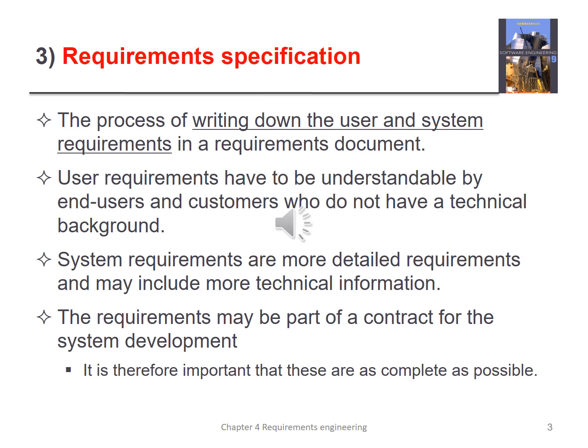Requirement may be a part of a contract for the software, for the system development. So the qualities of those requirements, it has to be correct, unambiguous, complete, consistent, verifiable, modifiable, traceable, etc., etc.